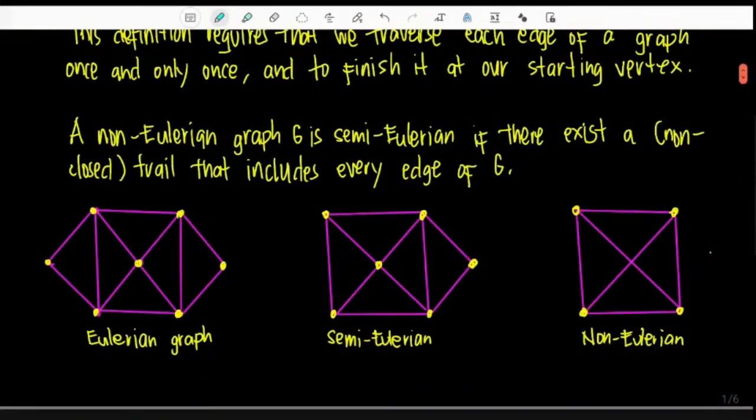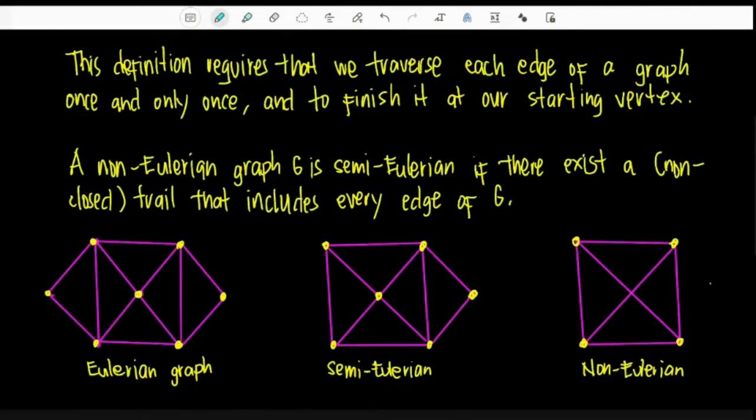And since we were able to find an Eulerian trail, then that graph is an Eulerian graph. A non-Eulerian graph, G, is semi-Eulerian if there exists a non-closed trail that includes every edge of G. So, pwede rin na matatraverse mo lahat ng edge ng G once and only once, pero hindi ka na makakabalik doon sa initial position mo. So, yung trail mo, hindi close. Ang tawag doon sa graph, semi-Eulerian graph. So, pag hindi close yung Eulerian trail, pero na-traverse mo pa rin lahat ng edges ng G once and only once, the graph is called semi-Eulerian.